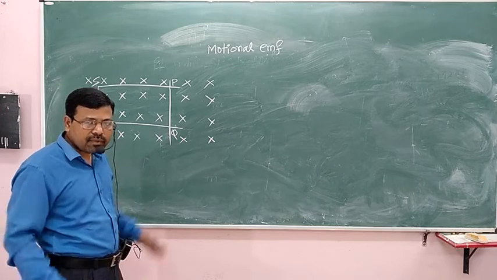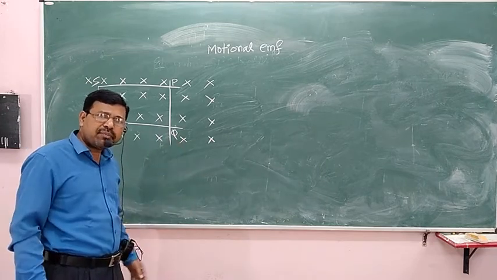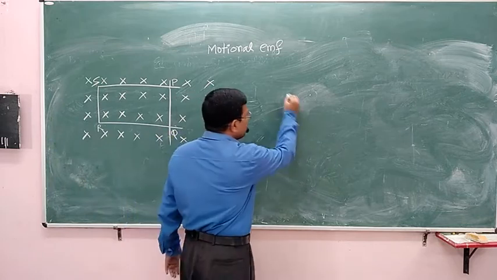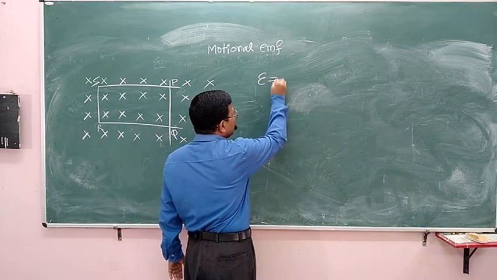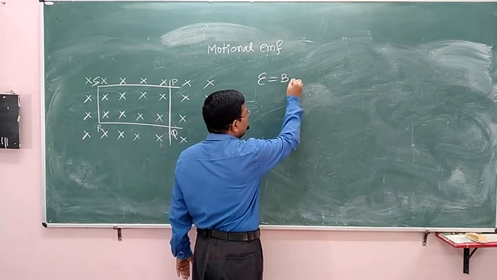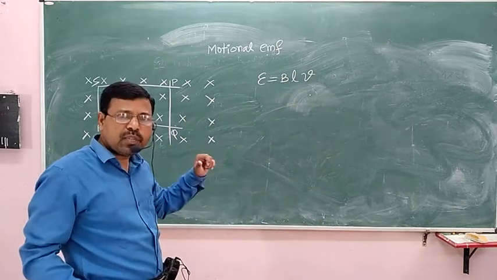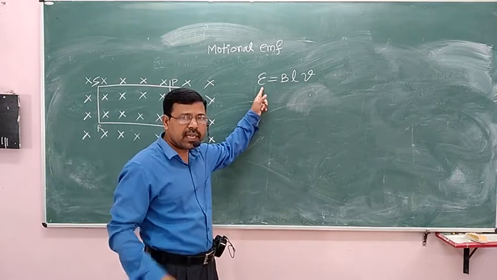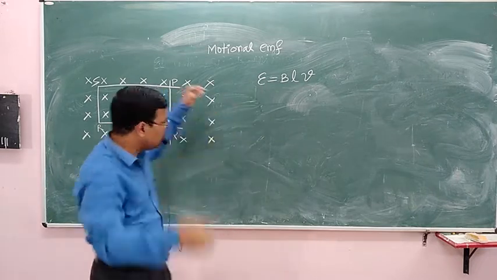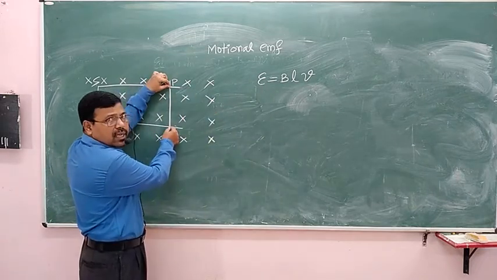Then what is the equation for motional EMF? Motional EMF is equal to magnetic field, length and velocity: E = BLv. We need to derive this equation. What is E here? The motional EMF, the induced EMF produced across the conductor PQ.